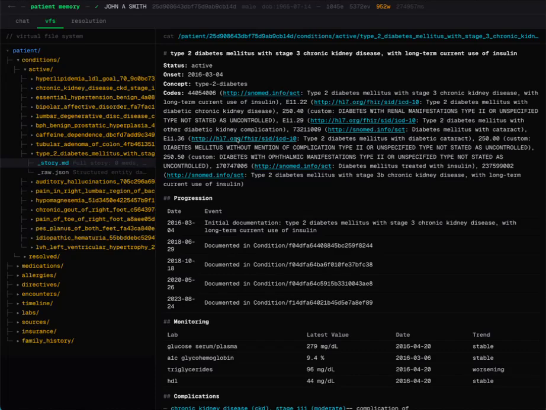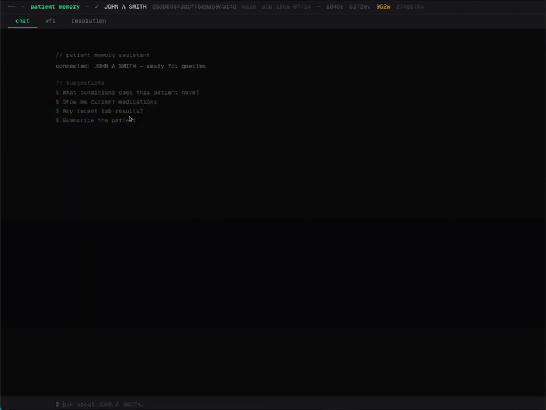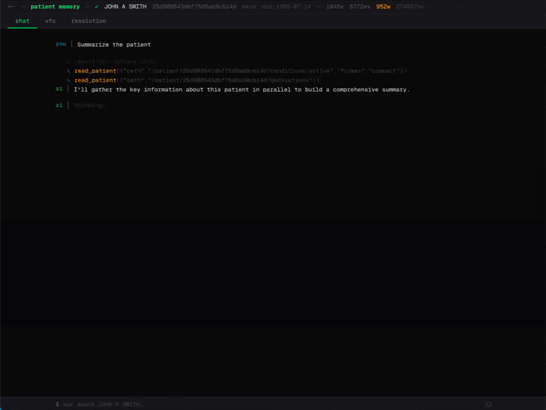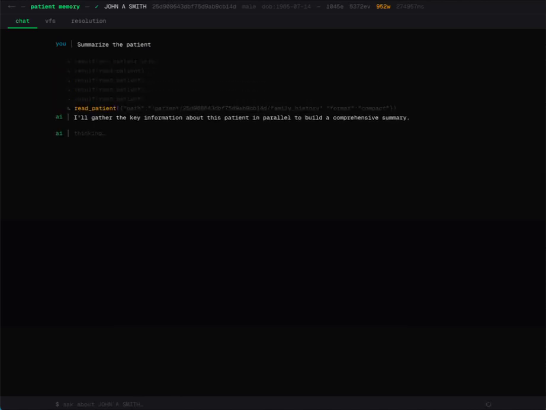You can connect via our MCP server, and you can build a conversational interface on top of patient memory in minutes. We have an example here of what that could look like in practice. This is an agent that we've built on top of patient memory. I'll ask the agent to build a patient summary. You can see how patient memory makes that possible faster and with far more context than traditional approaches.